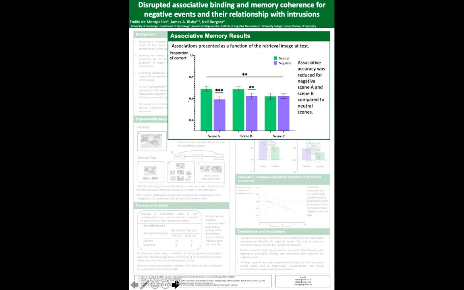For the results, this figure shows associative memory performance across neutral and negative events, split by the target scenes individuals were trying to retrieve. We see that for scene A and B, associative memory is reduced for negative clips compared to neutral clips.